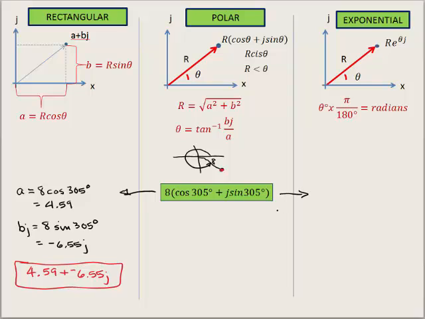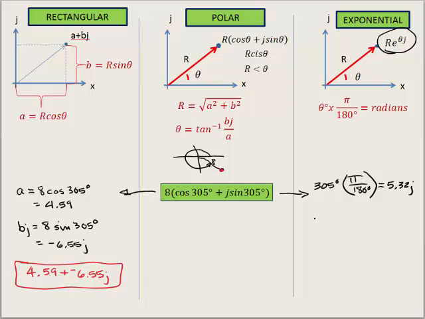Now we're going to take that the other direction into our exponential format. First of all, what do we need to do? We need that degrees converted over to radians. So we're going to take 305 degrees. I'm going to multiply that by pi over 180 degrees. And we should get that as 5.32 radians.